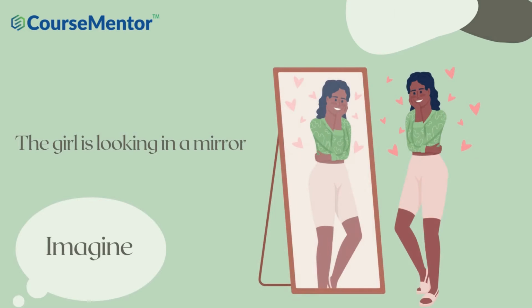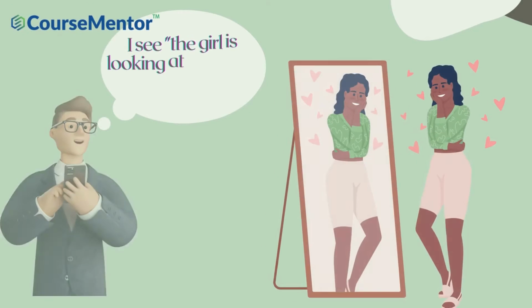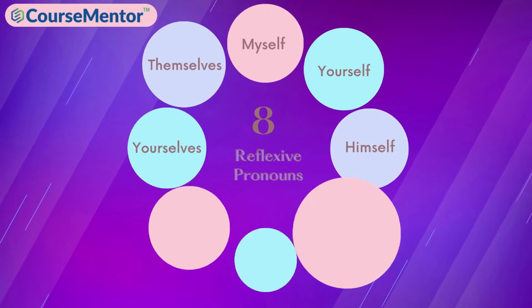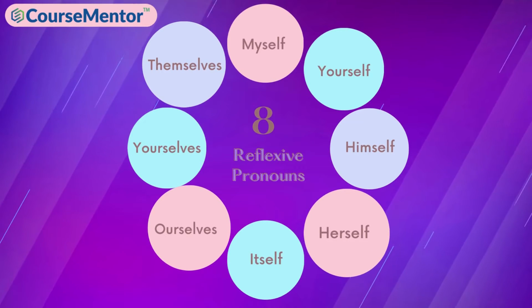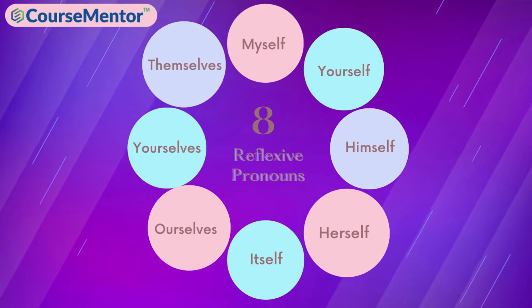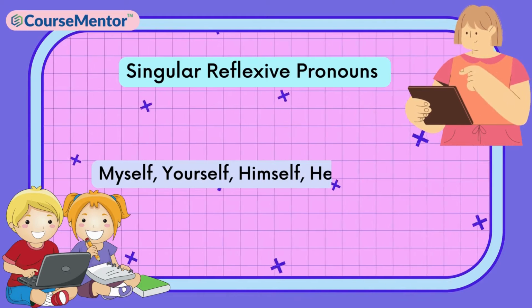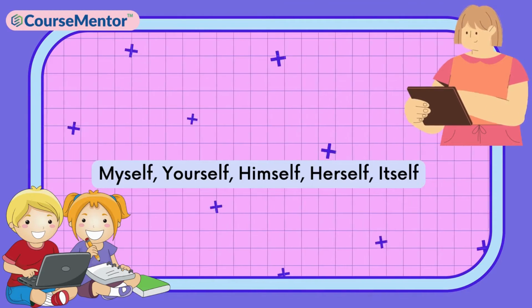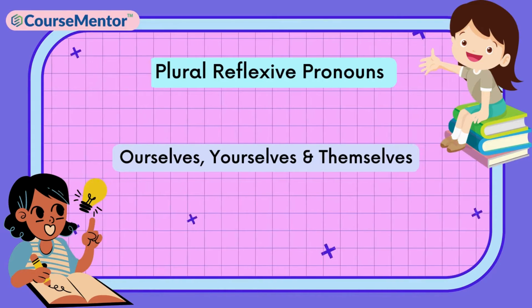Imagine the girl is looking in a mirror. What do you see? I see the girl is looking at herself in the mirror. Here, herself is a reflexive pronoun. There are 8 reflexive pronouns. They are myself, yourself, himself, herself, itself, ourselves, yourselves, themselves. Singular reflexive pronouns are myself, yourself, himself, herself, and itself. Plural reflexive pronouns are ourselves, yourselves, and themselves.